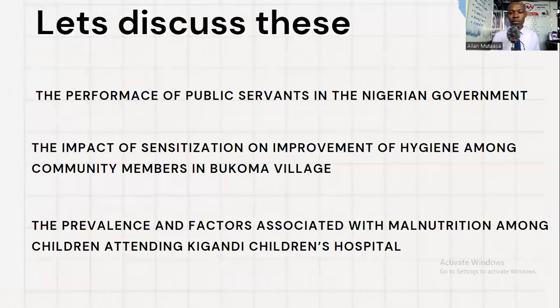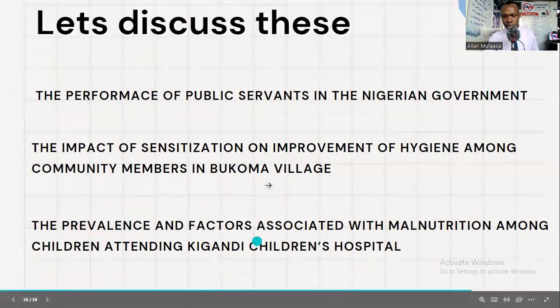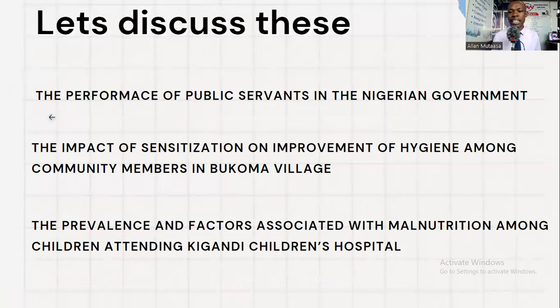Okay, let's continue and see a few more topics. The performance of public servants in Nigerian government. So this topic has the dependent variable, performance of public servants, but it doesn't have an independent variable. It has the study area, it has the study participants, but we don't have an independent variable. So this topic cannot be a good topic.